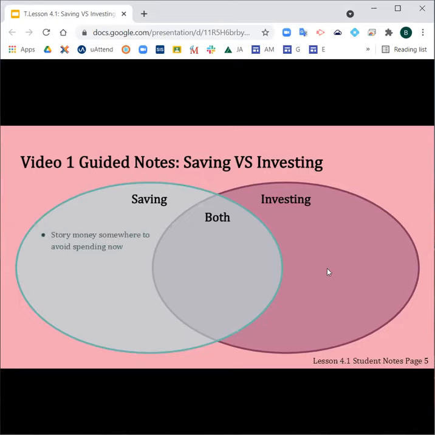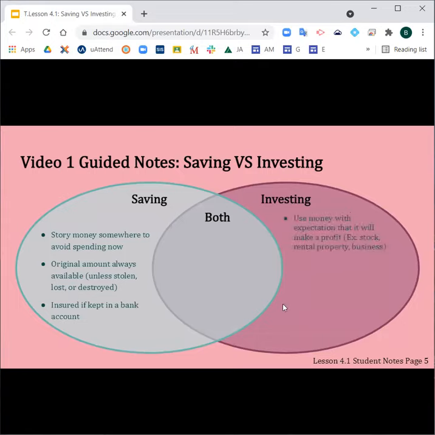All right, so for saving, it is a way to store money somewhere to avoid spending it now. The original amount is always available unless it's stolen, lost, or destroyed, and it is insured if it's kept in a bank account. Investing, on the other hand, is you are using money with the expectation that it will make a profit. So for example, you might purchase a stock, which is a share of a company, a rental property, a business, something like that, with the expectation that you're going to be able to sell it for a profit in the future. So if you buy, for example, a share of a stock for $10, you're expecting that at some point in the future, you're going to be able to sell it for 20.